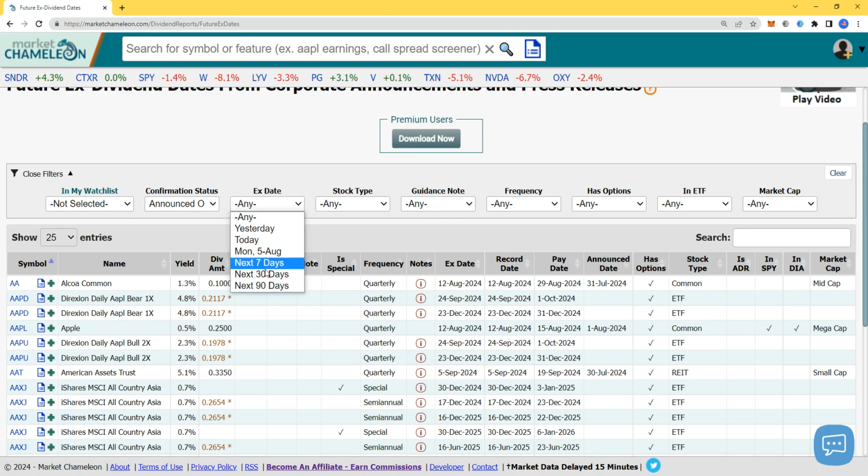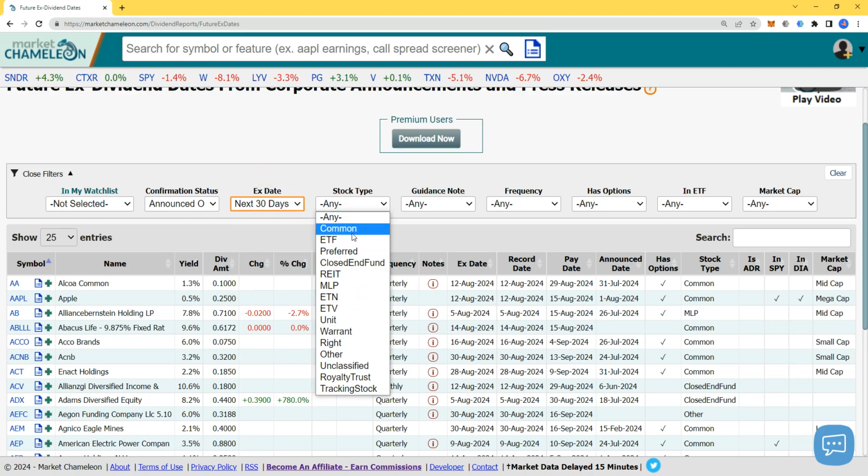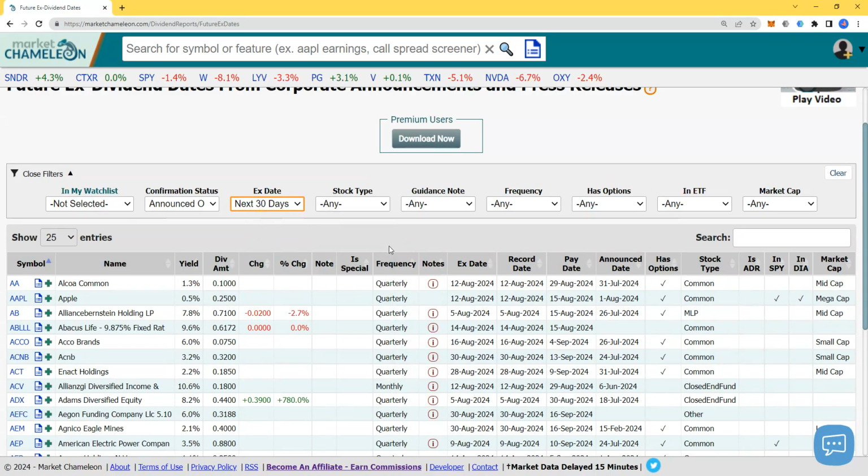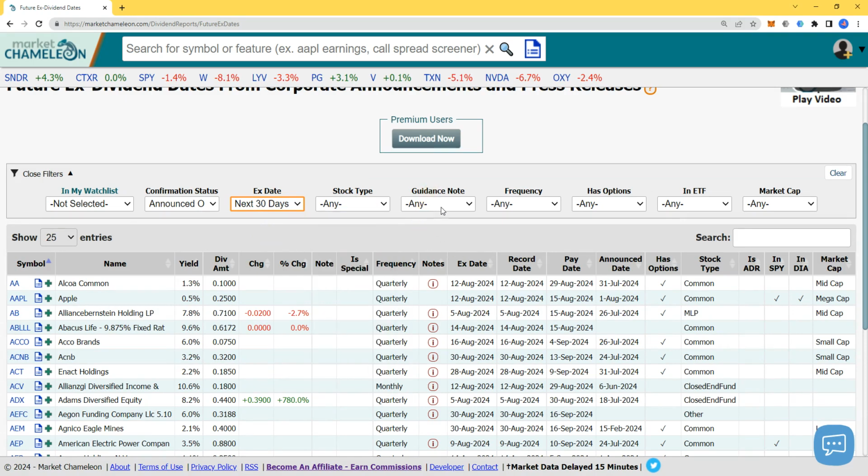Okay, I usually like to go by the next 30 days, so let's filter by that. Sure, you can go higher or lower, it's up to you. Stock type, I'm gonna just leave it be. I don't care if the dividend comes from an ETF, common stock, REIT, whatever the case is. Okay, after that you got the stock type, as we said, and then guidance, notice, increase, decrease.